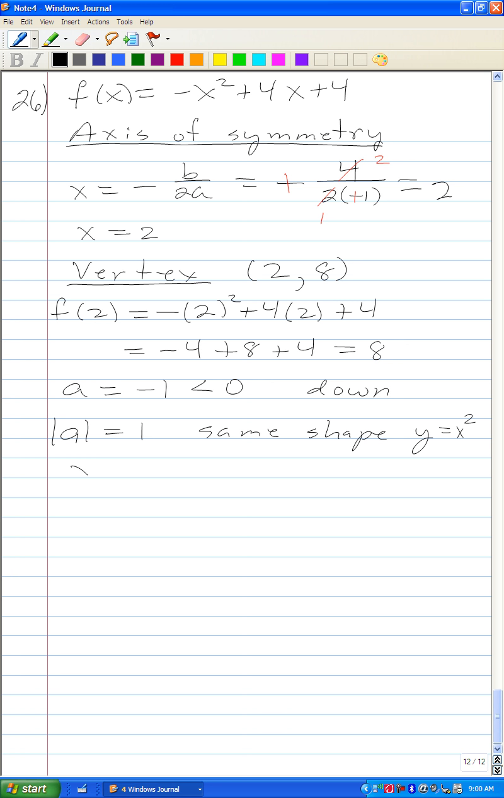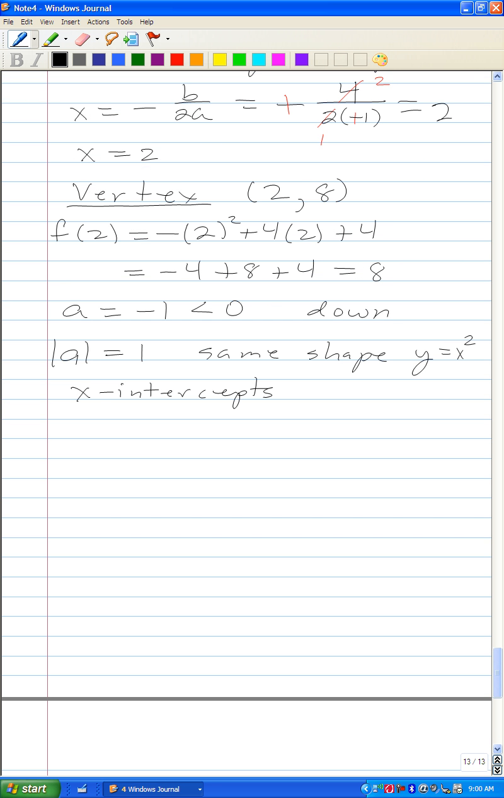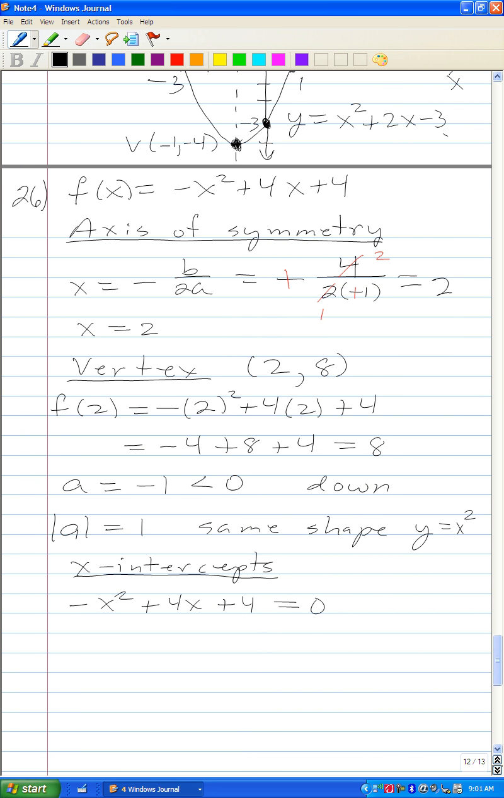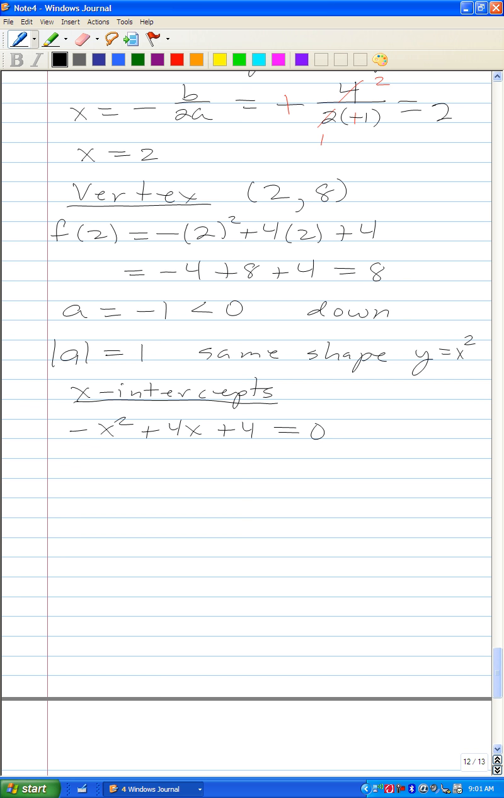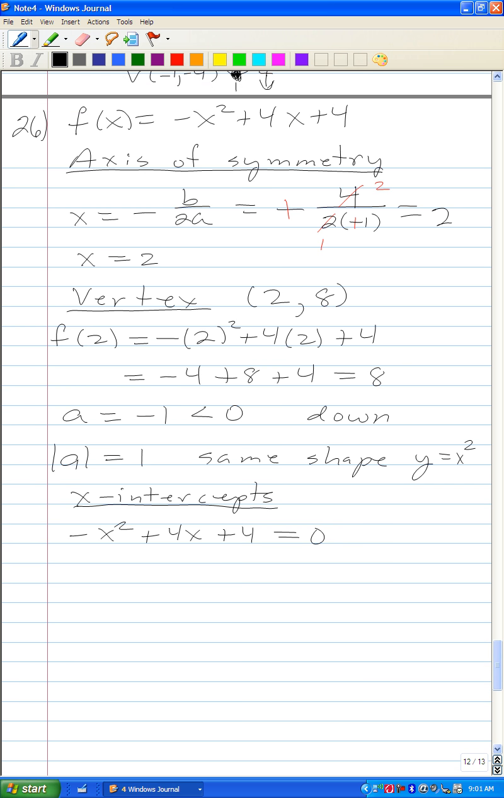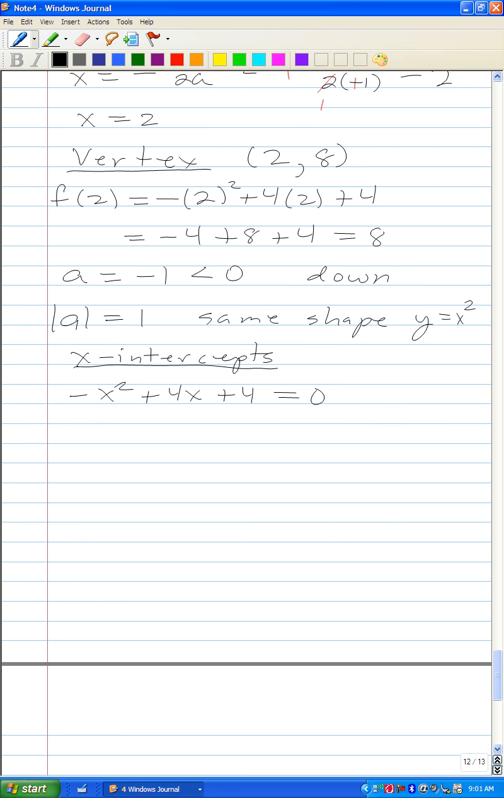Let's determine the x-intercepts. And so, let's try to set negative x squared plus 4x plus 4 equal to 0. Oh, that's not going to give us any nice intercepts. As a matter of fact, the vertex is at 2, 8, and it's pointing down. Oh, so they will have some x-intercepts.